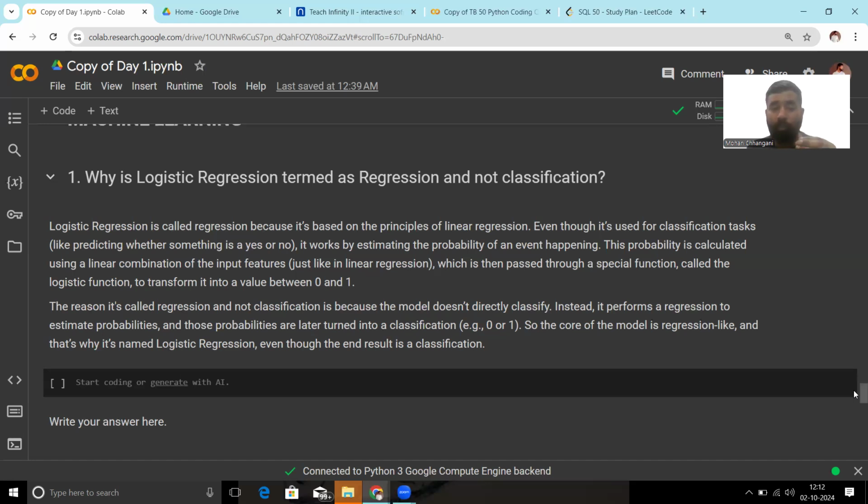But when we predict zeros and ones, first we get the probability of the event. To calculate the probability of the event happening, we use a linear combination of the input features. In linear regression, there is a combination of independent features and the target variable. So when we estimate the probability of some event happening, we calculate it using the linear combination of the input features. Just like in regression, we plot some points and get a straight line. In logistic regression it is the same, and we apply some function on that to convert it into 0 and 1.